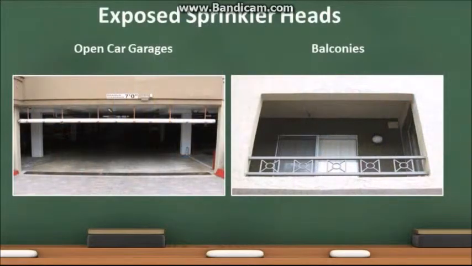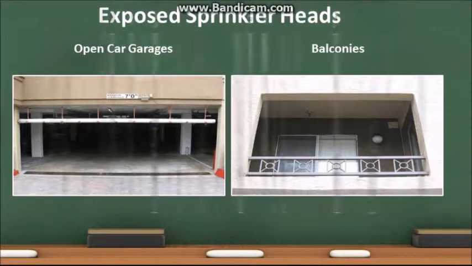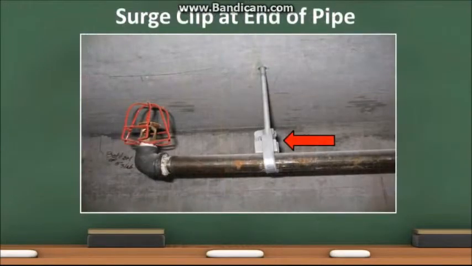When installed in open car garages, within 20 feet of building openings, balconies, and patios, sprinkler heads shall be listed for corrosion resistance, such as Teflon or wax-coated or stainless steel. When sprinkler heads fuse, the water inside is under tremendous pressure and can cause the piping to rotate when there is space between the branch line and the bracing. Surge clips are installed to hold the pipe in place.